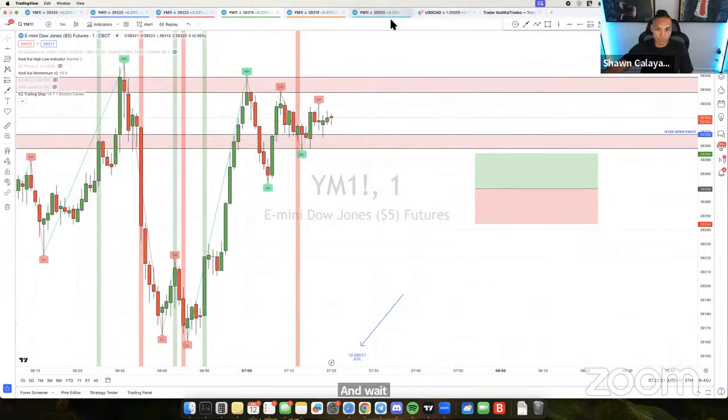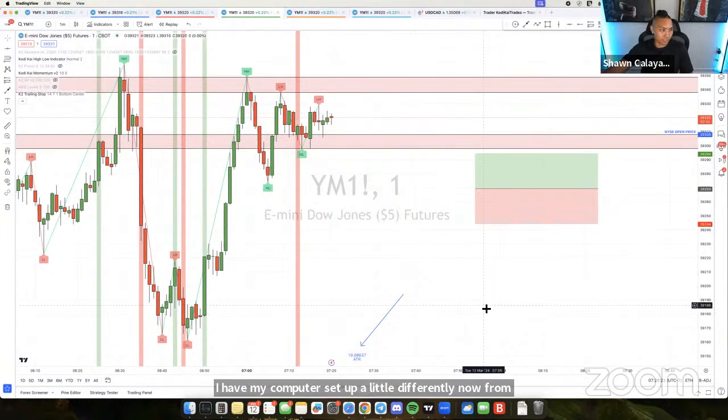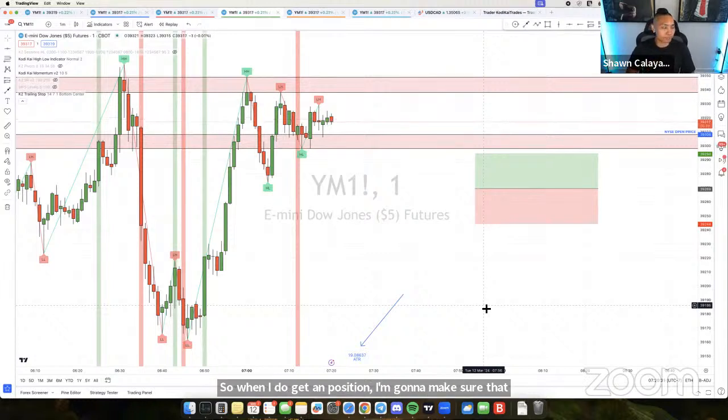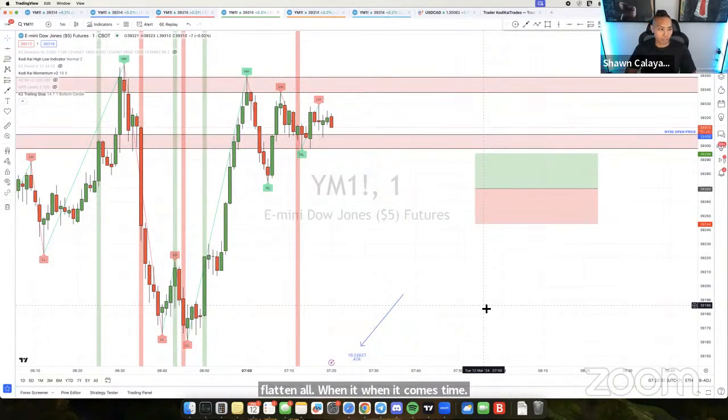I have my computer set up a little differently now for my laptop. So I have my Grapple console always open. So when I do get in a position, I'm going to make sure to flatten all when it comes time. As you guys saw what happened yesterday, it was kind of tricky. Had a couple trades that were still running. It's kind of weird.